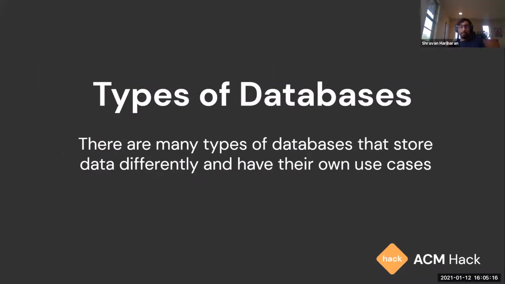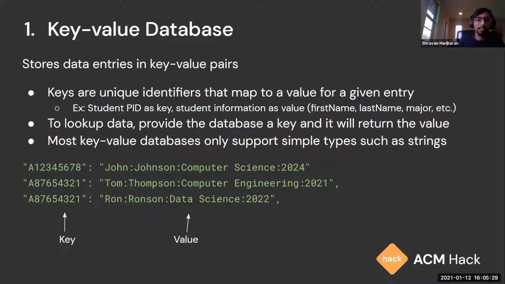Okay, so let's go ahead and talk about a brief overview of three main types of databases. There are many types of databases, and they all store data differently and have their own use cases. First, let's dive into a key value database. This is the simplest type of database that exists, and it stores data entries in key value pairs. For those of you who are familiar with hash maps or hash tables in different programming languages, this is exactly what that is. It's a hash table.